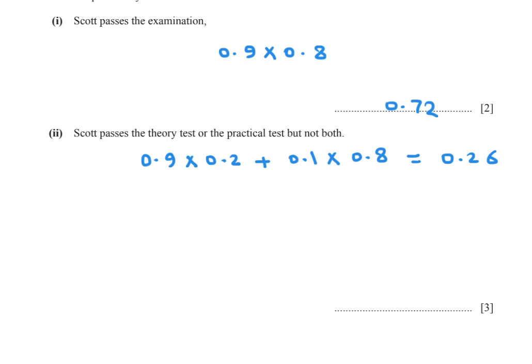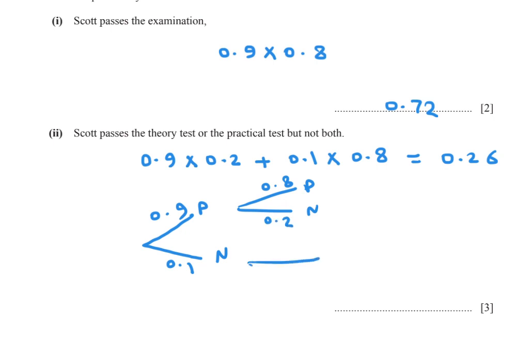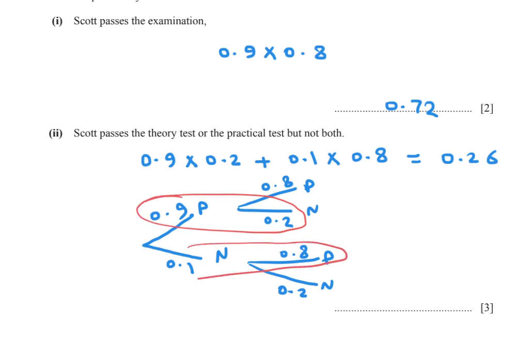If you're confused, you can draw a diagram. So for the theory test, pass or not pass, 0.9, so this is 0.1. For the practical test, pass or not pass, 0.8, so this is 0.2, and same, pass, not pass. For the practical, 0.8 and 0.2. We need him to pass only one test, so pass and not pass, this is the first branch, and not pass and pass, this is the second branch. Then add them.